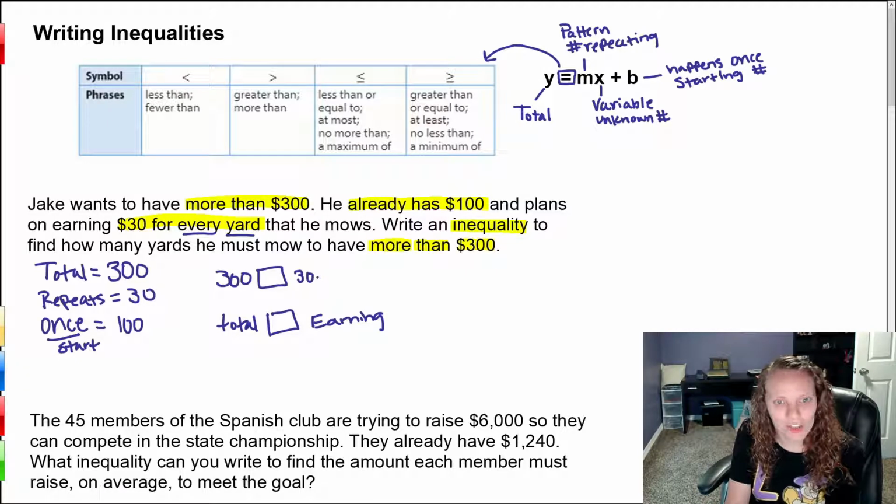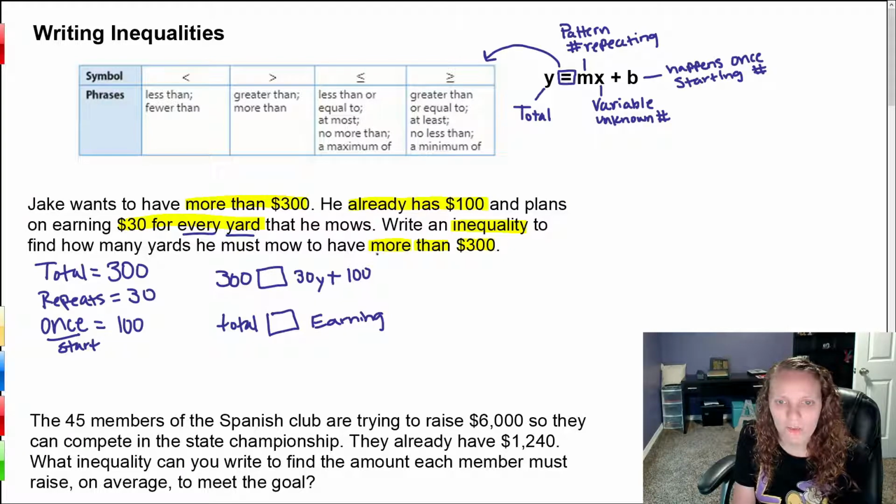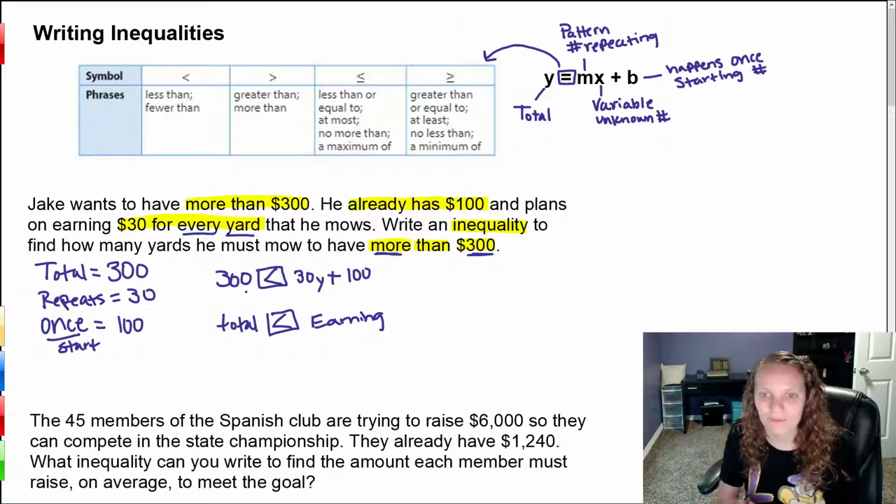And I'm going to use the letter Y for yard. And then he already has a starting value of $100. So his earnings, or how many yards he must mow to be more than $300. His earnings need to be greater than the $300 total. So our symbol will look like this, where every yard that he mows and all the money he's making needs to be greater than, the alligator is going to eat that side, greater than the total of 300.